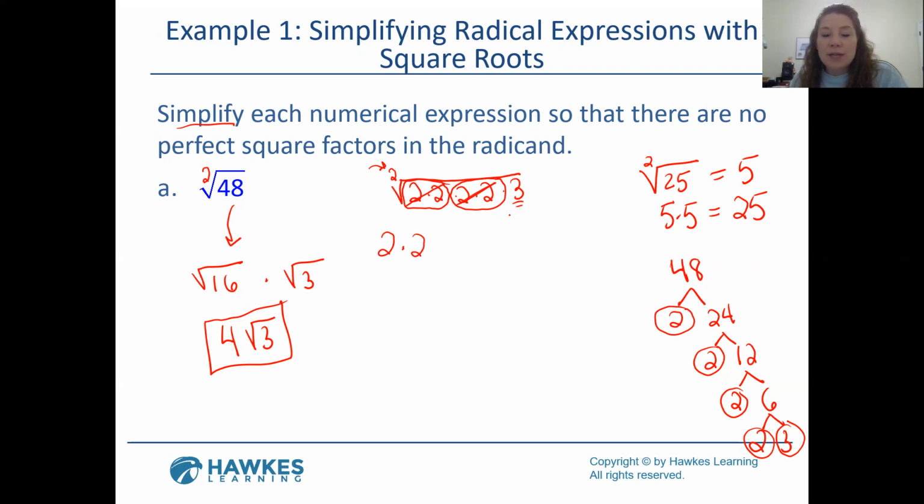And then this little 3 is by itself. It doesn't have a pair, so it stays under the radical. So since I circled 2 groups of 2, I'm going to multiply 2 times 2. I get 4, and 3 stands alone. So once again, I got 4 square roots of 3. All right. So both of those are ways you can think about simplifying the square root of 48.